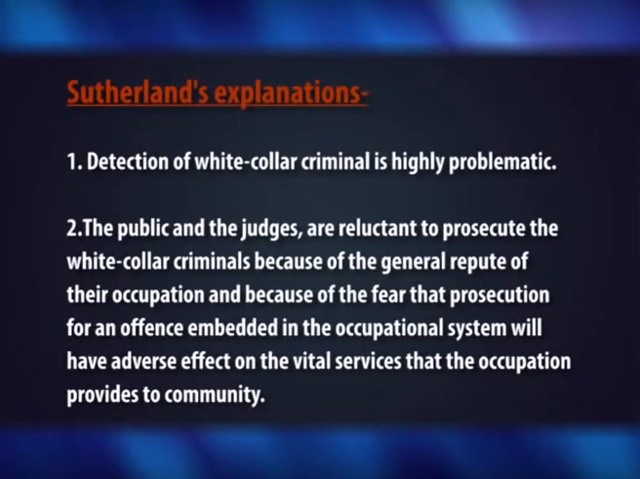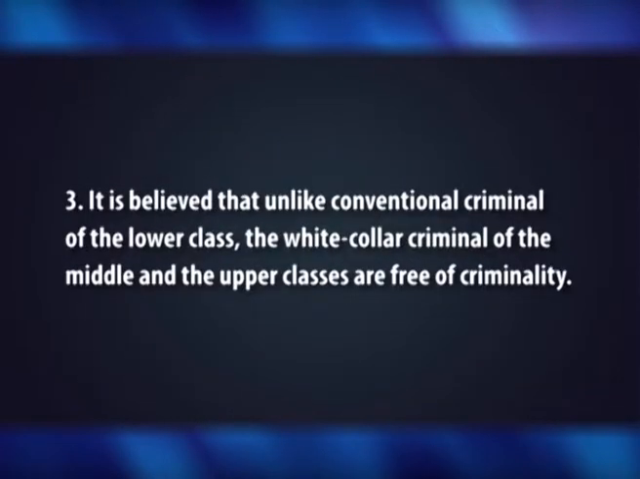Why is the labeling of criminal status applied to conventional offenders withheld from white-collar criminals? 1. Detection of the white-collar criminal is highly problematic. 2. The public and the judges are reluctant to prosecute white-collar criminals because of the general repute of their occupation and because of the fear that prosecution for an offence embedded in the occupational system will have an adverse effect on the vital services that the occupation provides to the community. And lastly, it is believed that unlike the conventional criminal of the lower class, the white-collar criminals of the middle and upper classes are free of criminality.